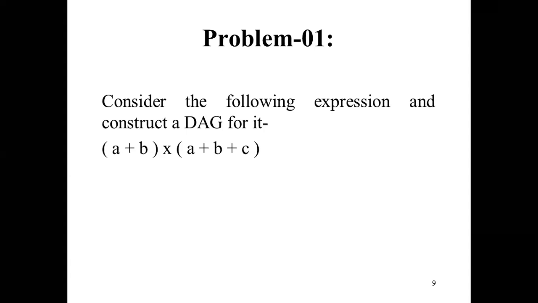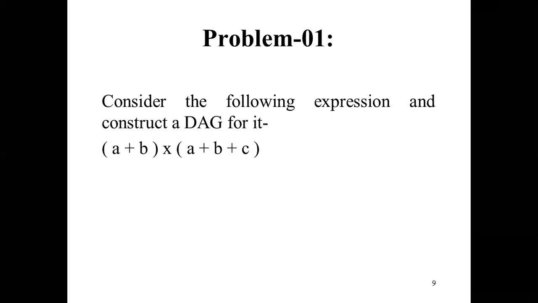So here the expression is a plus b, this is the multiplication sign, a plus b into, within brackets, a plus b plus c. So first we will use the methodology of the three address code. What we will do in case of the three address code is first replace the small expressions, then we will start here.